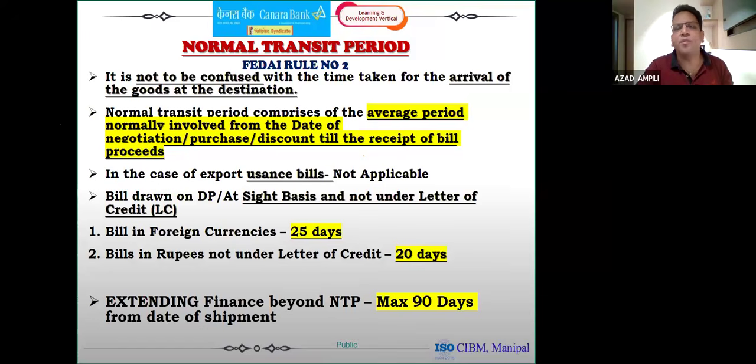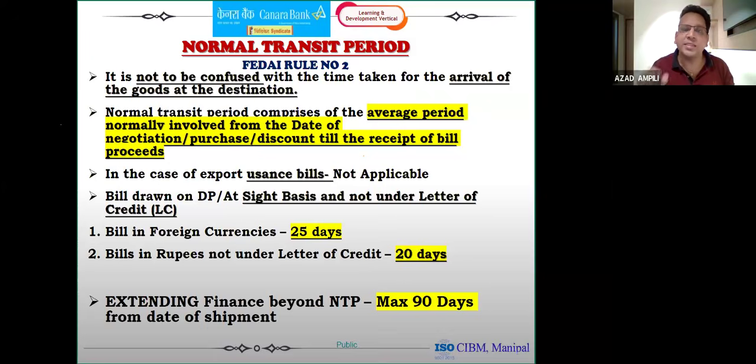Yes, normal transit period, NTP. It should not be confused with the time taken for the arrival of the goods at the destination. People think transit means something about transportation, not at all. Normal transit period comprises the average period normally involved from the date of discount till the receipt of bill proceeds. Means today I discounted one bill, so from this day till the day the realization comes, we call it the normal transit period. And FEDAI will prescribe this number.